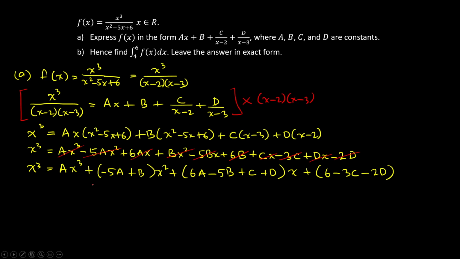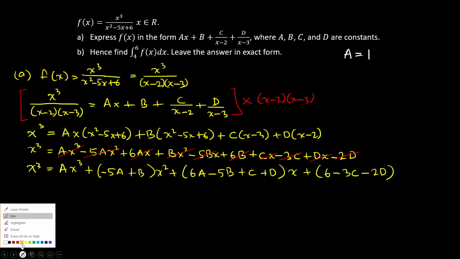Okay, now let's compare the coefficients of all the terms on the left hand side and the right hand side. As you can see, on the left hand side of the equal sign there is only one term, which is x cubed, and the coefficient of x cubed is equal to 1. So that makes a equal to 1. So let's put it up here. A is equal to 1. That's the first solution that we've got.